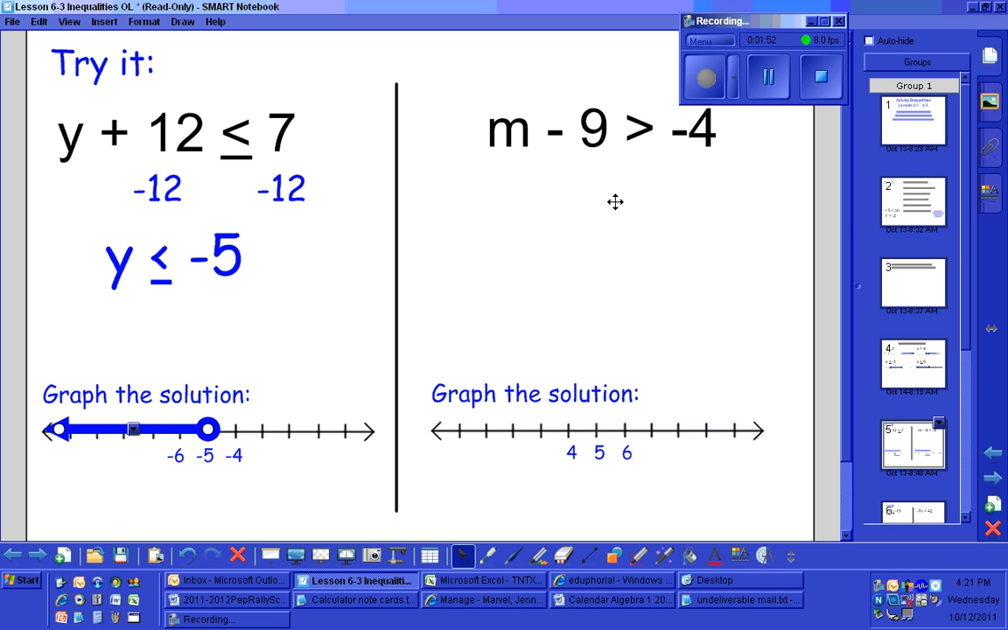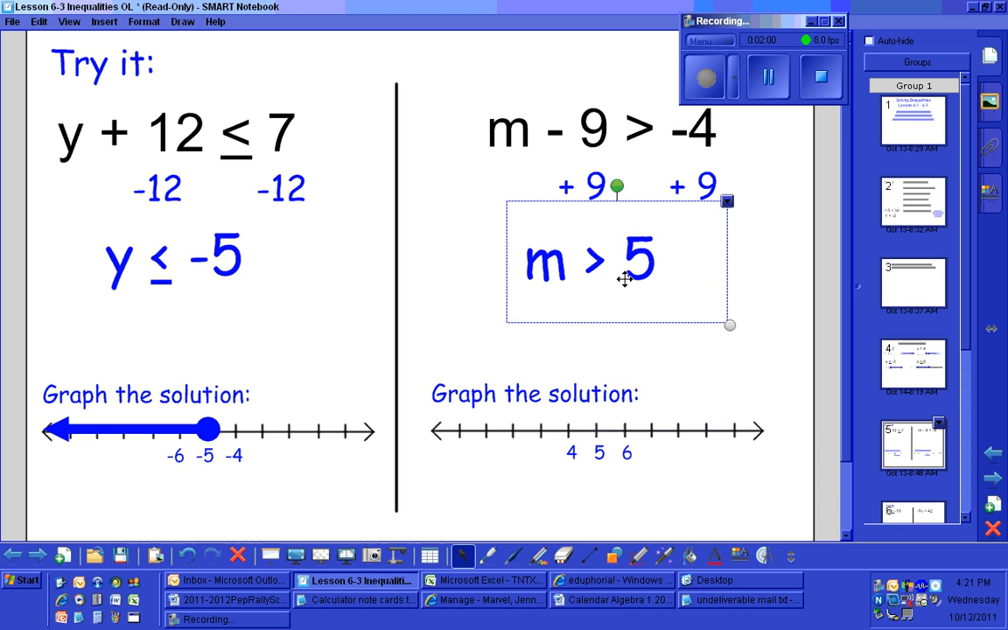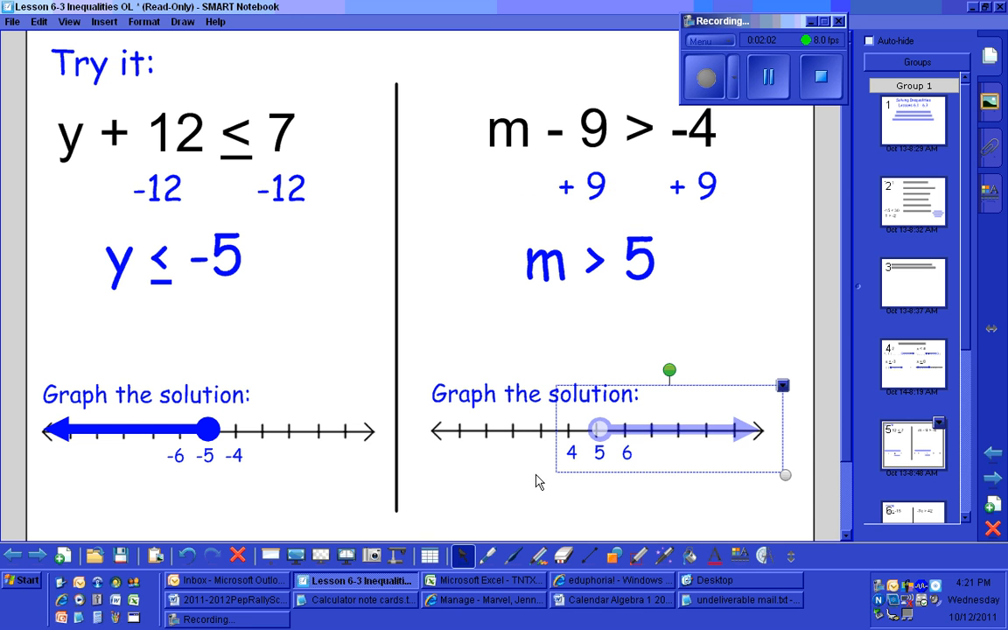To solve m minus 9 is greater than -4, we would add 9 to cancel out the subtract 9. Here's our solution, and the graph looks like this.